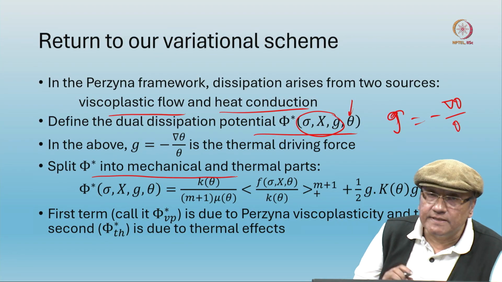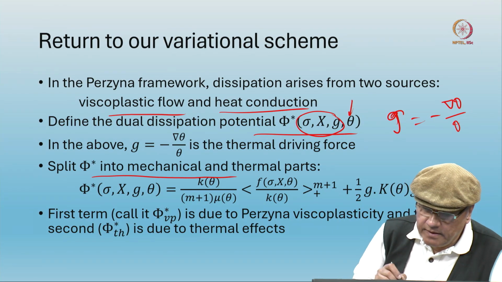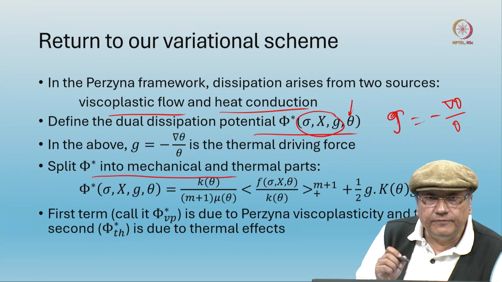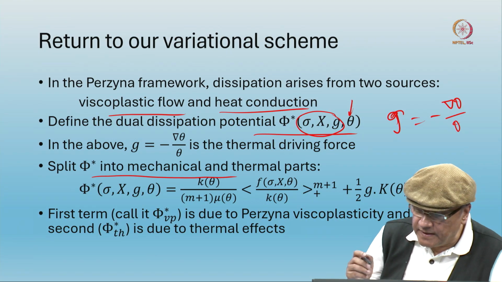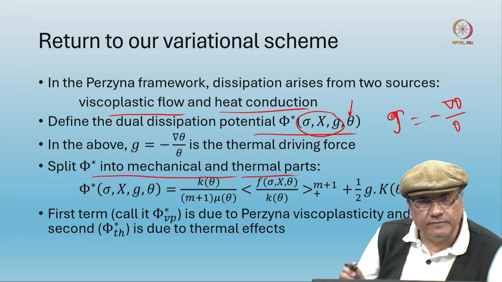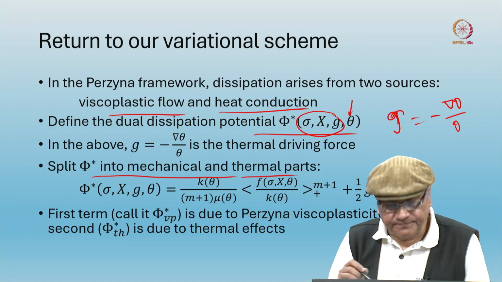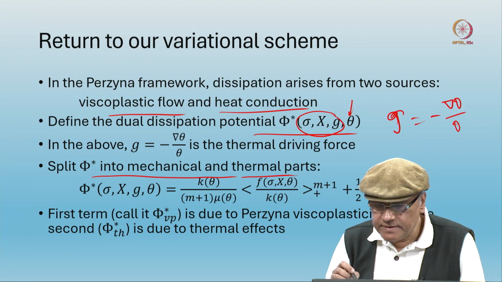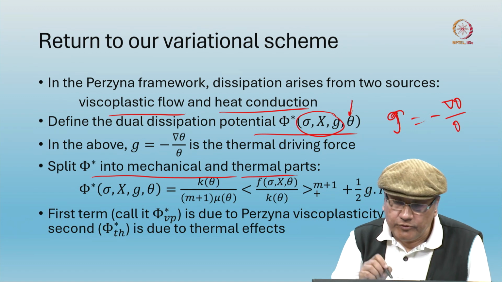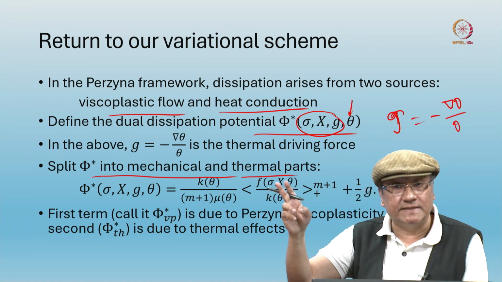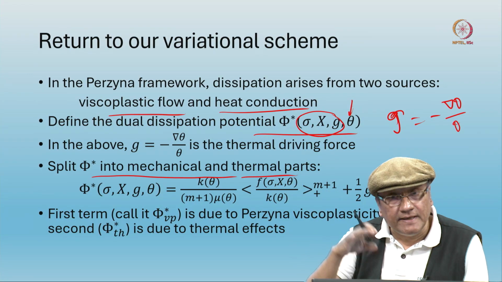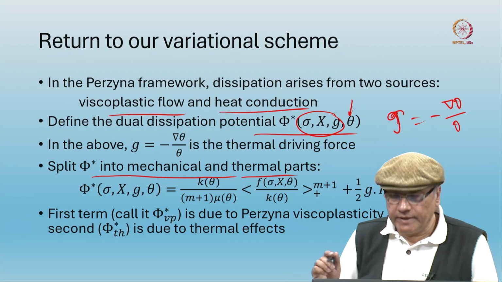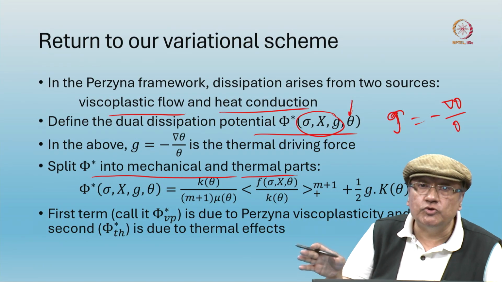Now split phi star into two parts. One is the mechanical part, call it phi Vp, the viscoplastic part. The other is called the thermal part. This thermal part is simple. It is a quadratic form for G, because G is the driving force now. If you recall, phi star is a function of the forces or the generalized forces. Phi is a function of the rates or the generalized rates, to which these forces are conjugate.